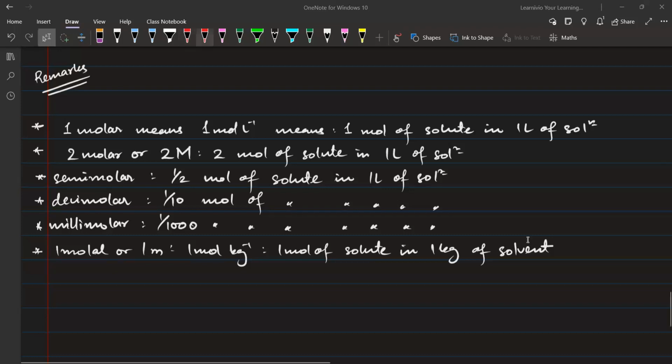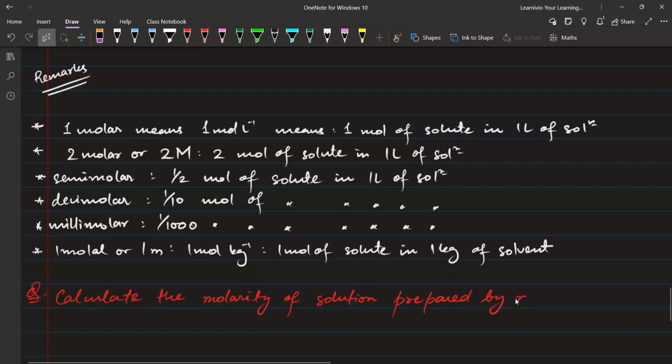If you're done, I'm writing a question. You can write the question with me. Calculate the molarity of the solution prepared by mixing 4 gram of NaOH in enough water to form 250 ml of solution.